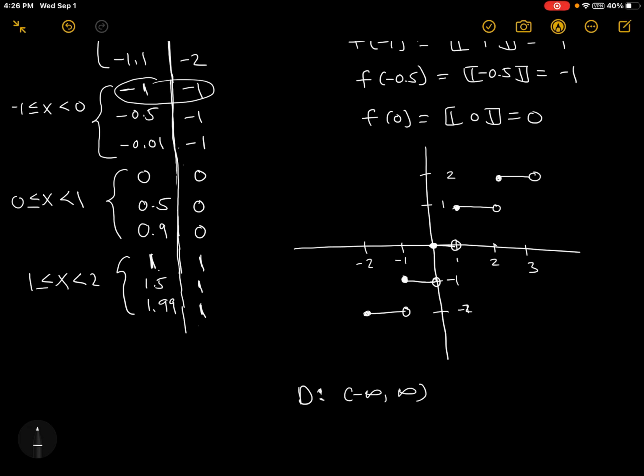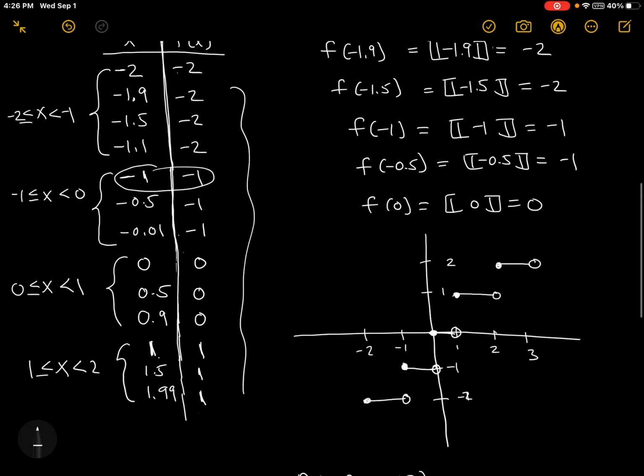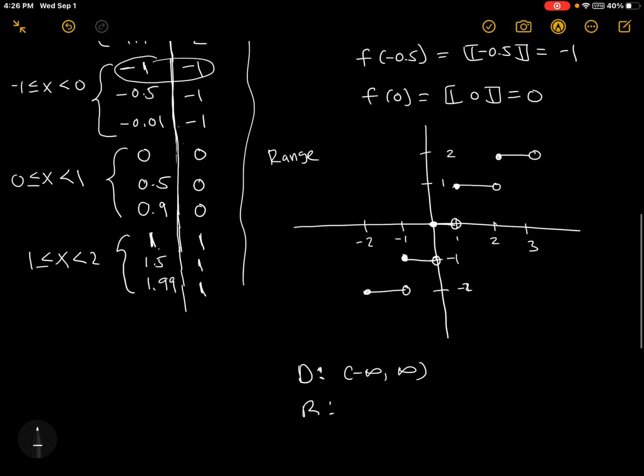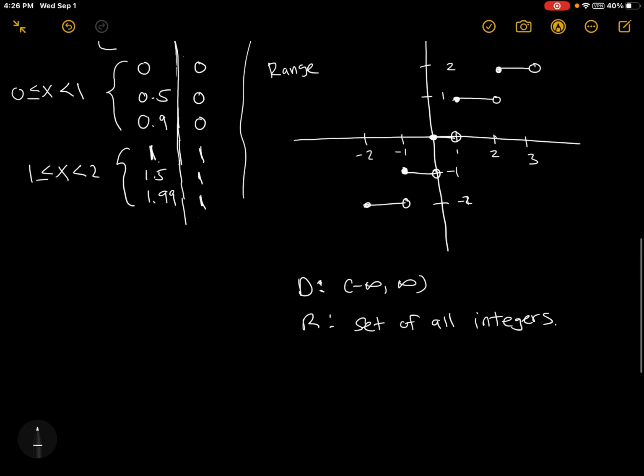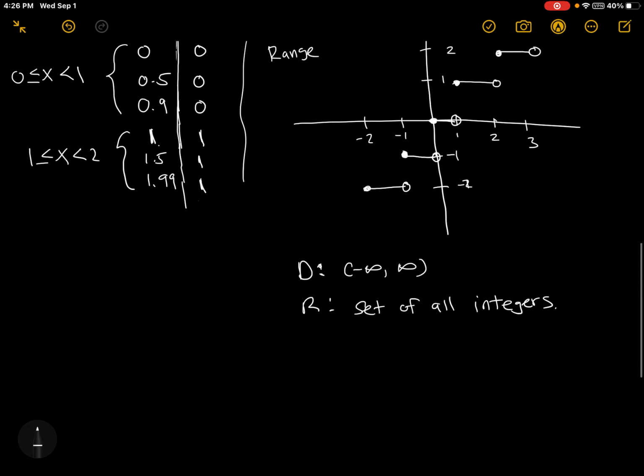And what is the range? What are all these y values right here? This is your range. The range is just the set of all integers. That's the point of the greatest integer function. Okay, so that's what I would do when I graph my homework, just plug in a bunch of points. But let's take a look at one more example, because this is the parent function, f of x is equal to the greatest integer function.